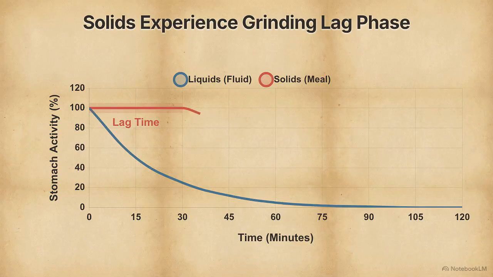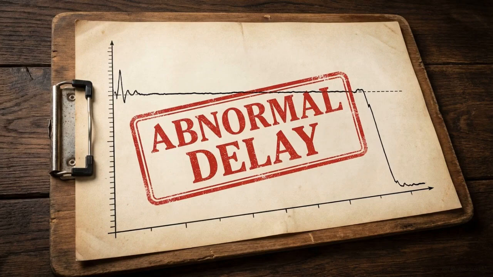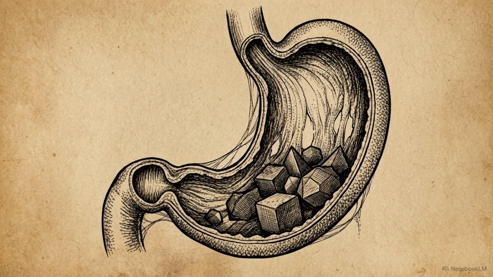Physiologically, this lag time represents the minutes required for the stomach to mechanically grind solid food into particles small enough to pass into the intestines. Liquids require no grinding, so they lack a lag time. In a clinical setting, an elongated lag time is the specific diagnostic marker for diabetic gastroparesis. The stomach has lost its mechanical ability to break down solid material efficiently.